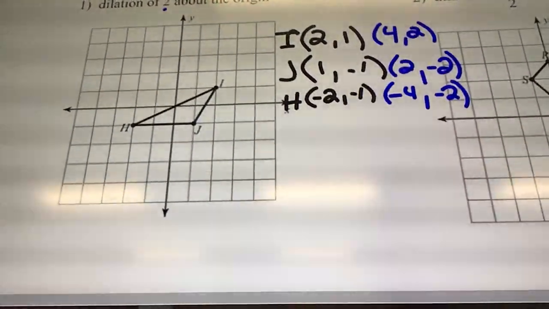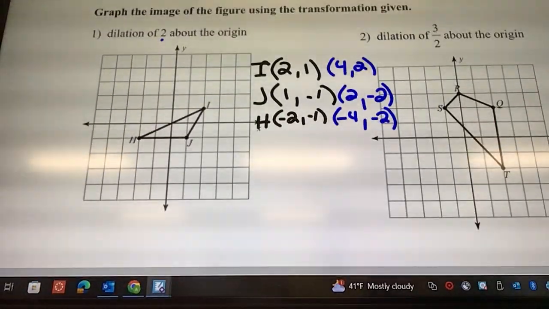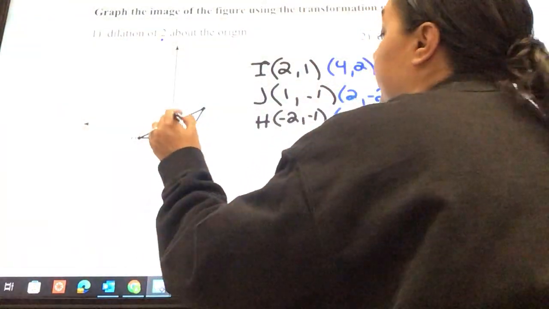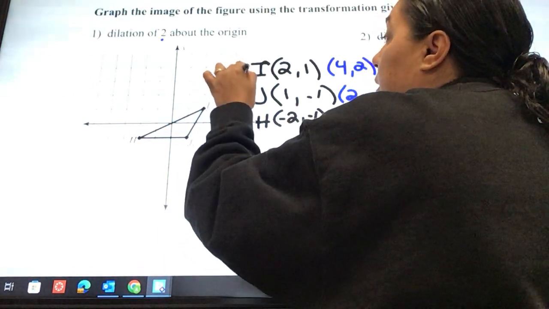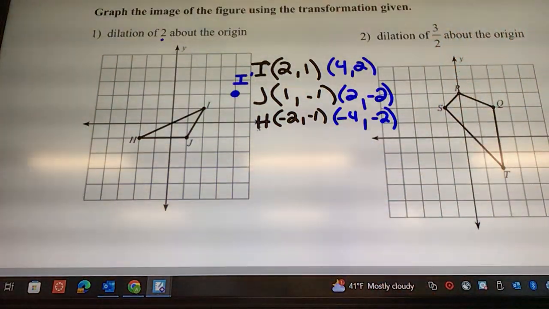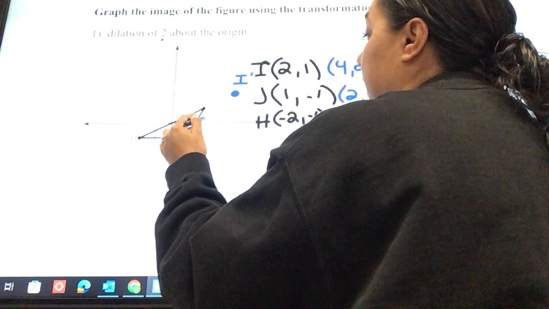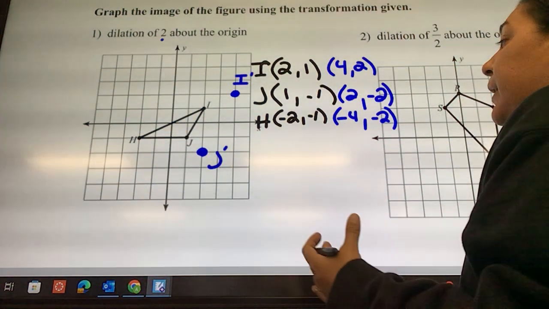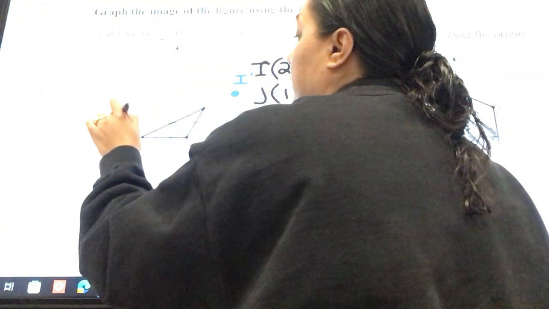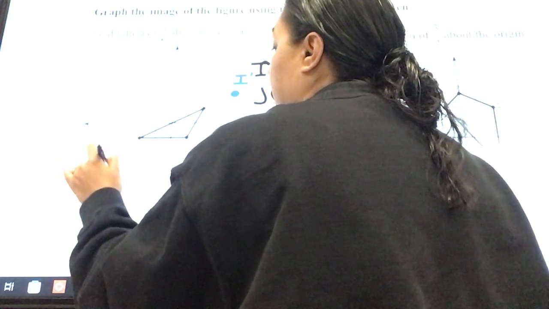Now we have all our coordinates, so we can go ahead and graph our points. It's going to be 4, 2 for I, so 1, 2, 3, 4, to the right 4, and up 2. That's my I prime. For the J, it's to the right 2, because it's a positive 2, down 2. That's my J prime. And then my H is negative 4, so 1, 2, 3, 4, left 4, down 2. That's H prime.